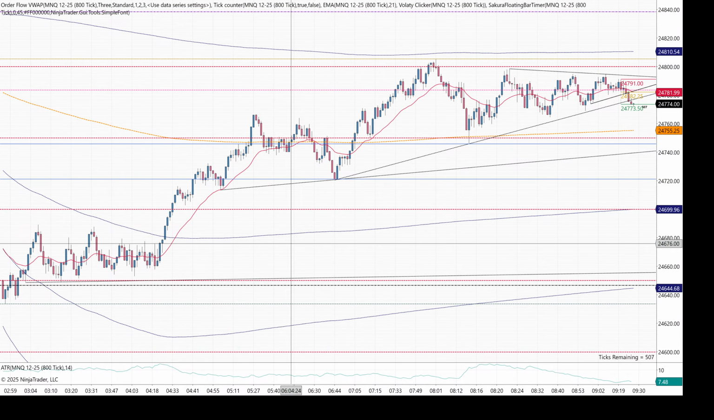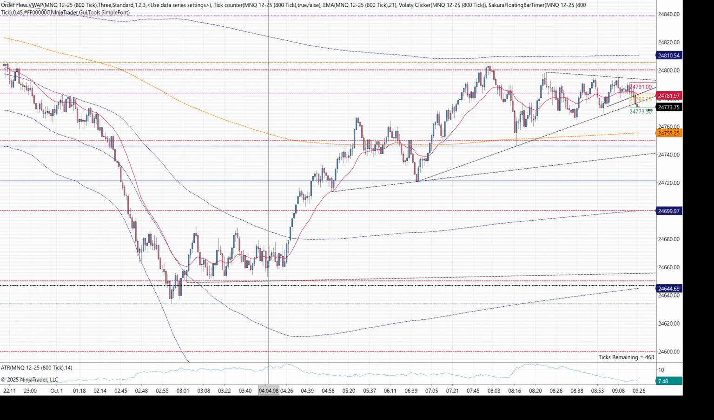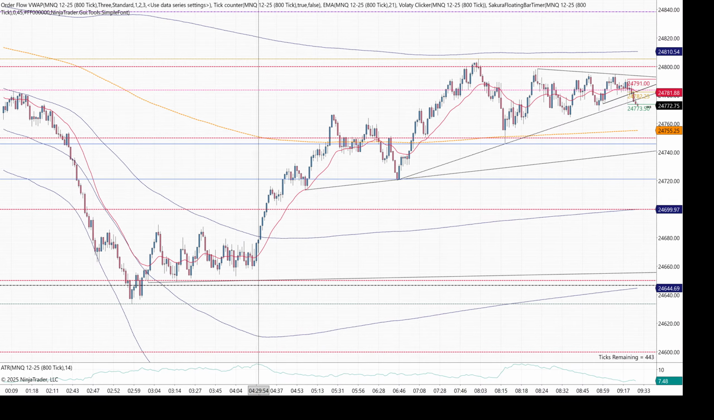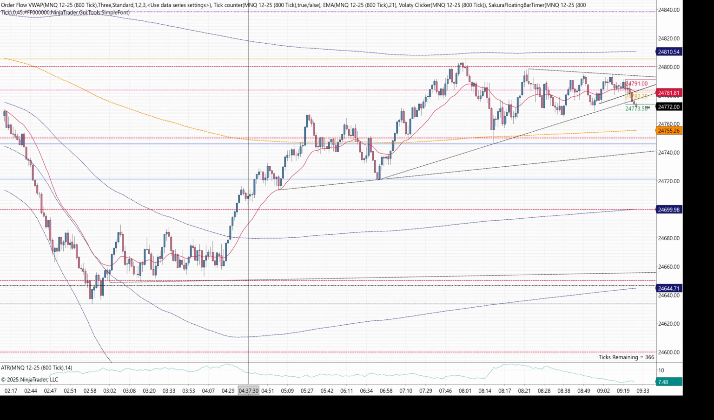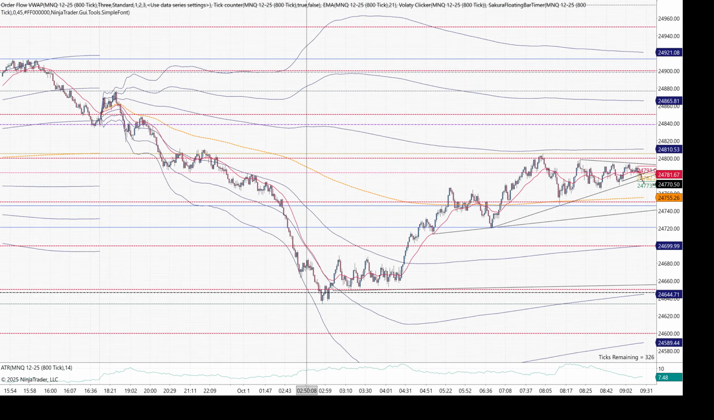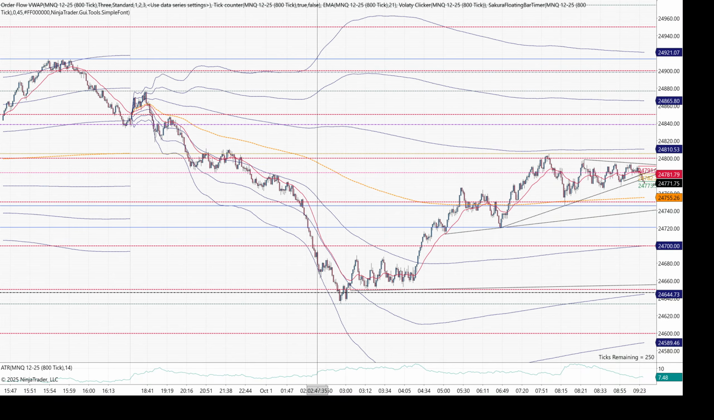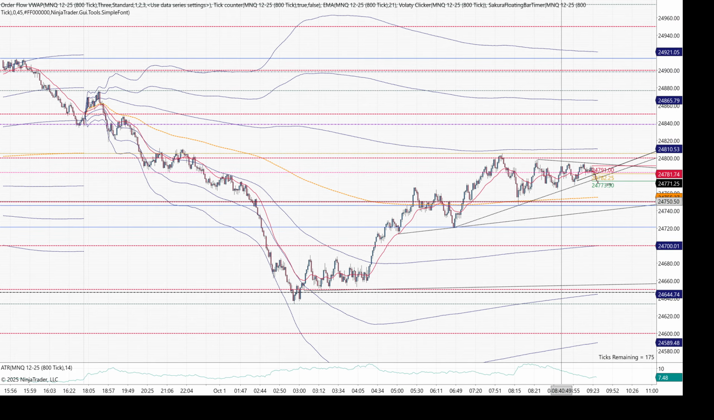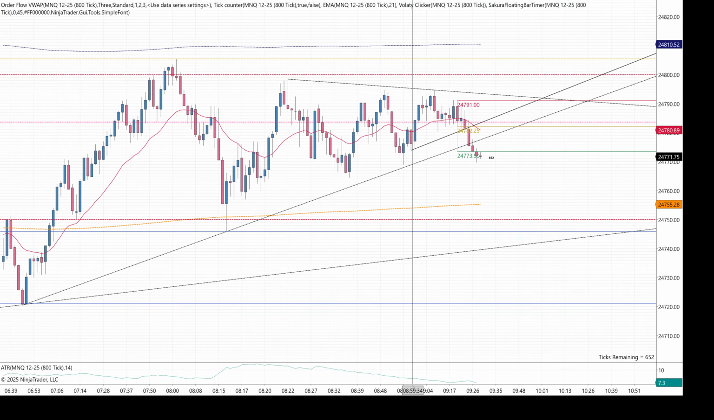I'm going to mark some of the major levels here. So we have one of two paths. We're kind of in the middle. We can go down, retest the overnight low, or we can go up and close the gap, which would also retest the overnight high. Anything is possible.